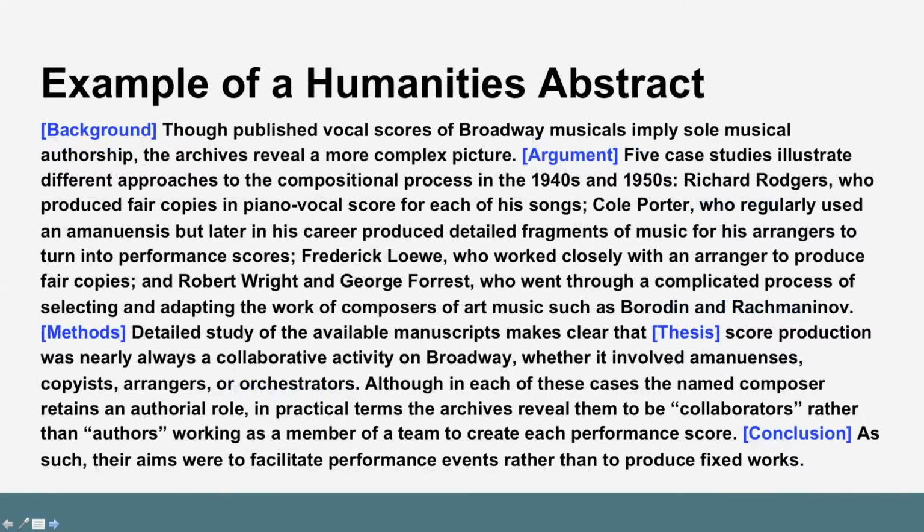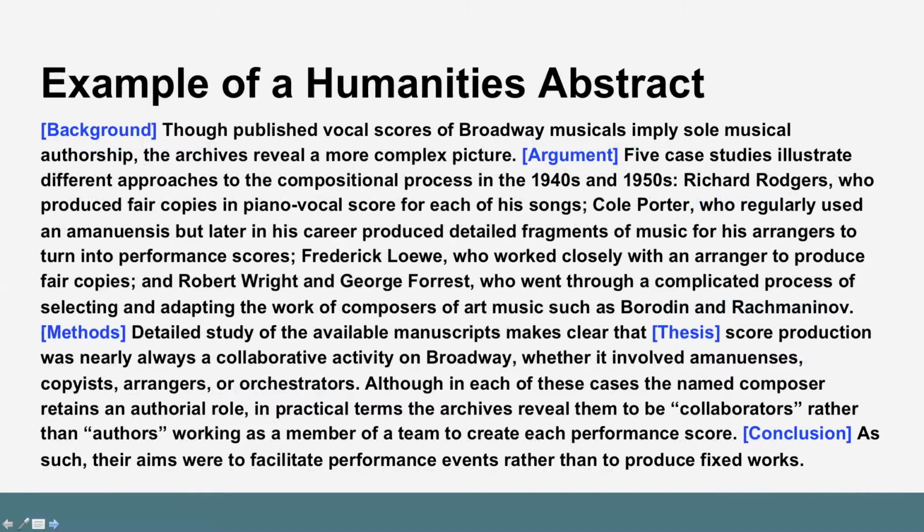All right, and so here, this is an example of a humanities abstract. And again, I just went ahead and labeled all the different components that we would expect to see and kind of where they appeared in this particular abstract. So this writer starts out with the background. Though published vocal scores of Broadway musicals imply sole musical authorship, the archives reveal a much more complex picture.